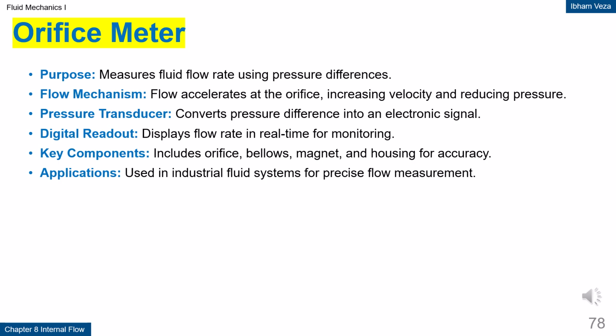Orifice meter. An orifice meter measures flow rate by utilizing the pressure difference caused by a constriction. When the flow accelerates through the orifice, the pressure drops significantly. Components such as bellows and magnets are used to transmit the measurement signal. This system allows real-time flow rate readings. This device is widely used in industrial systems because it is simple and reliable.